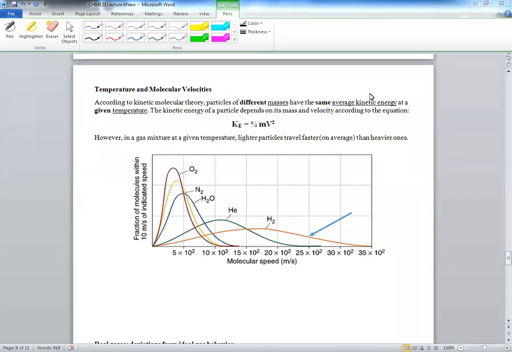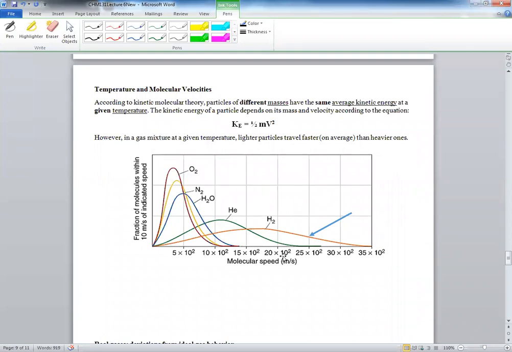Temperature and molecular velocities. According to the kinetic molecular theory, particles of different masses have the same average kinetic energy at a given temperature. So as long as you maintain the same temperature, even if particles weigh differently, they should have the same average kinetic energy, because this kinetic energy equation summarizes this relationship. Kinetic energy equals 1/2 mv squared, mass times the velocity squared.